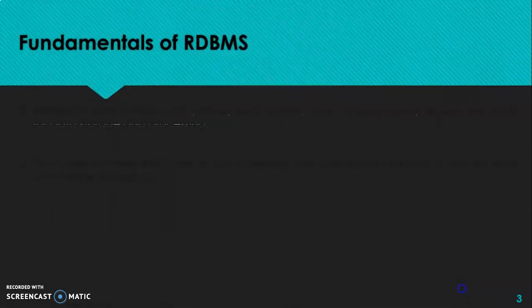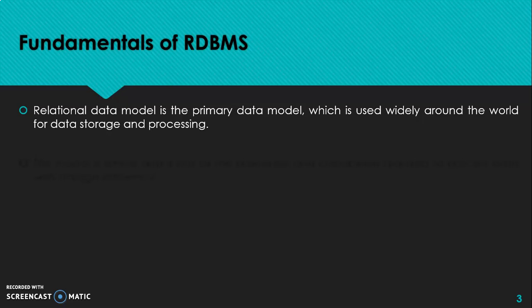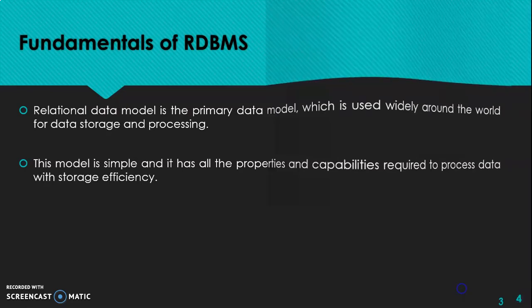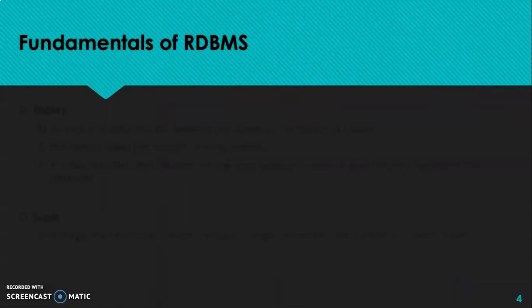First, fundamentals of RDBMS. The relational data model is the primary data model which is used widely around the world for data storage and processing. This model is simple and it has all the properties and capabilities required to process the data with storage efficiency. Now some terms that are used in RDBMS.